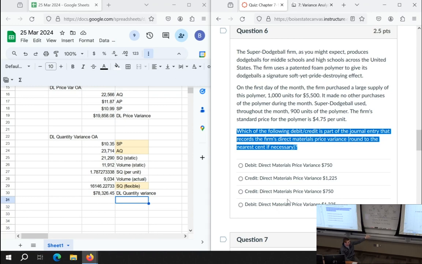Well, the first piece of knowledge, we can calculate our price variance. It's this minus that: AQP times AP minus AQP times SP. Or rearranged, AP minus SP, all times AQP. So we need AP, we need SP, we need AQP. Let's start with that. Let's figure out what those three are in the fact pattern.